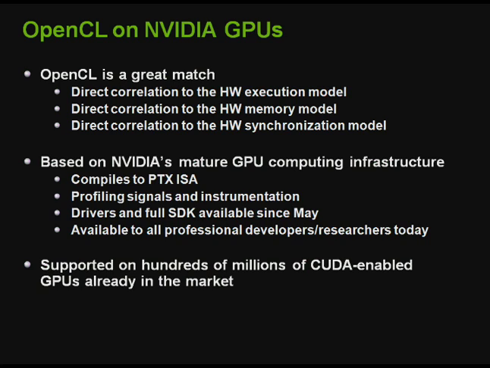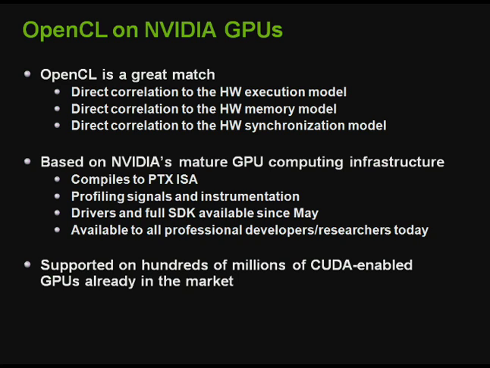So OpenCL on NVIDIA's GPUs is actually a great match. There's a direct correlation between the execution model in OpenCL and our hardware, between the memory model in our hardware, and the synchronization model in our hardware.